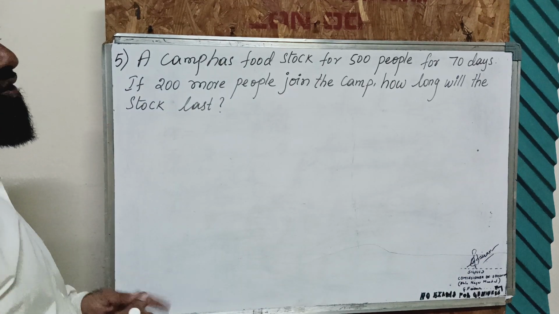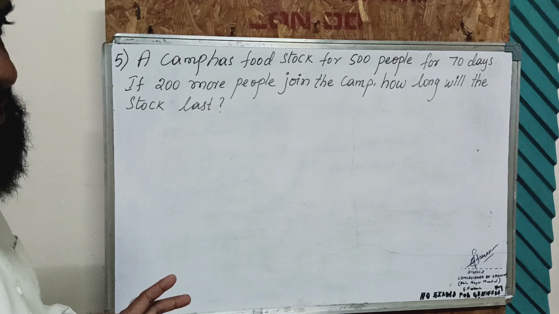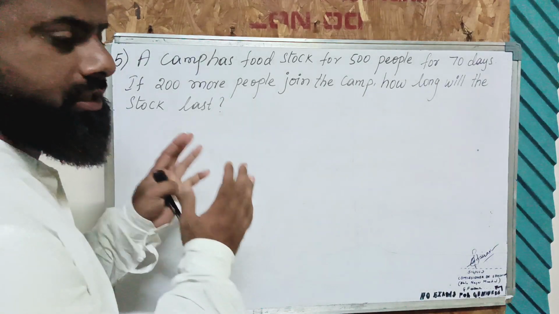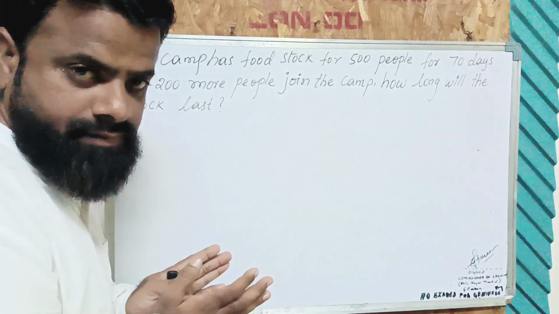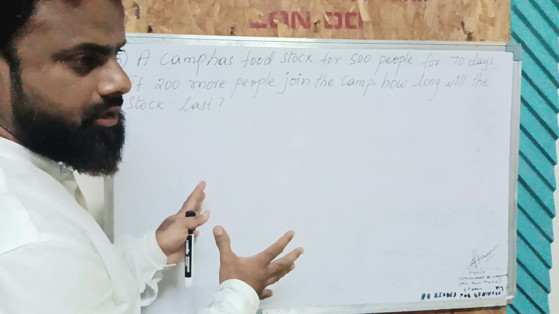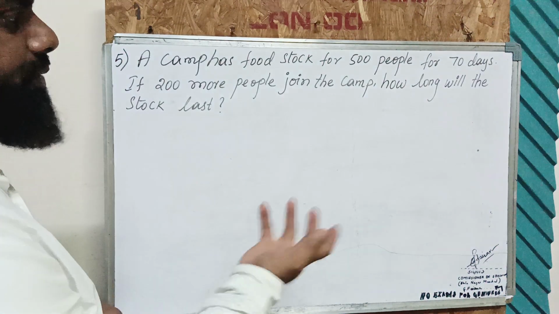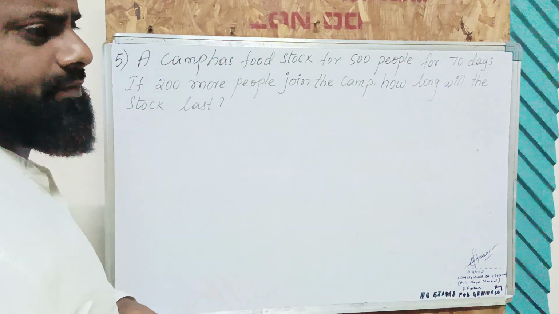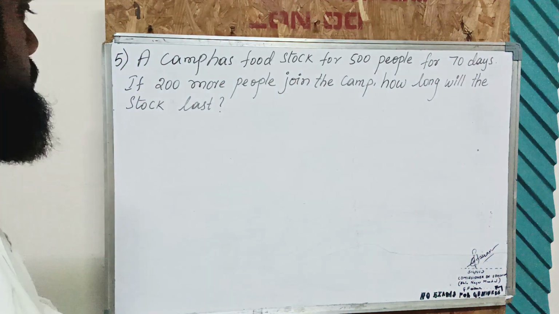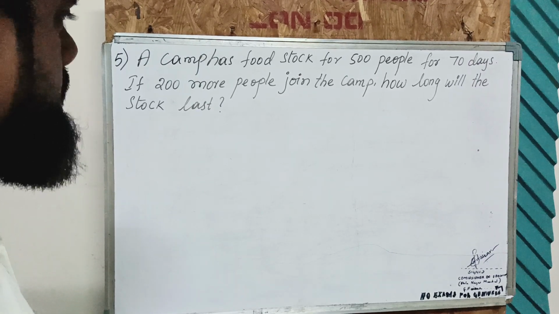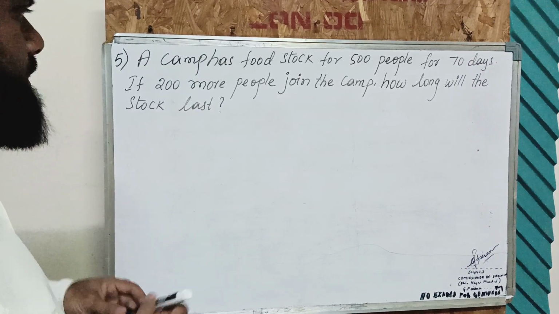So this is a case of inverse proportion, because what is happening here is the food stock is limited, but the number of persons is increasing. So this is a case of inverse proportion. Let us see how we can find that.